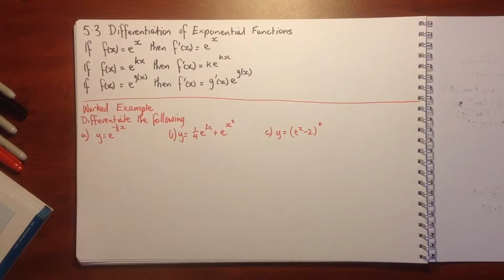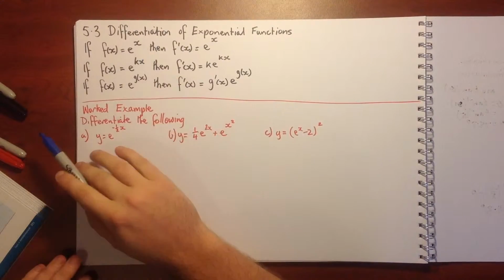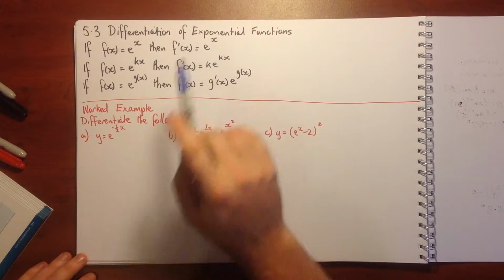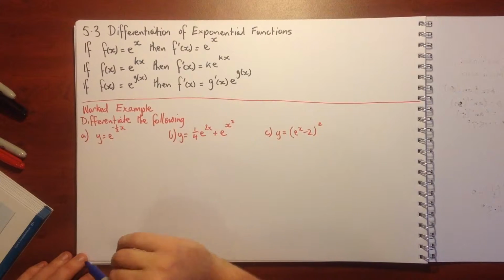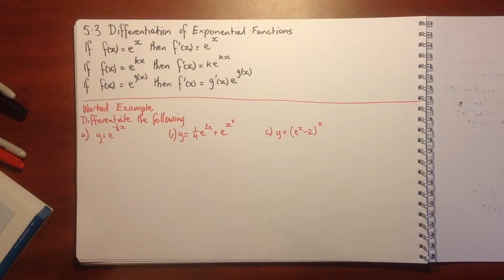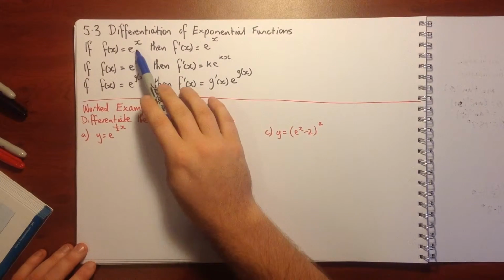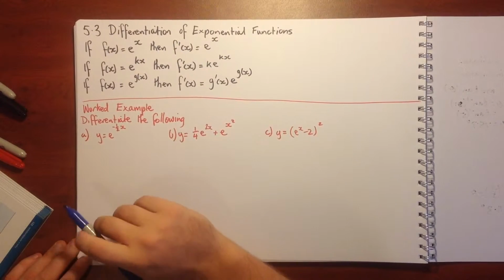Okay, in this tutorial we're looking at differentiation of exponential functions. So it's a nice short section, this one. If our function f of x equals e to the x, then our derivative also equals e to the x. So derivatives of exponentials are really quite good. So e to the x becomes e to the x for our derivative.